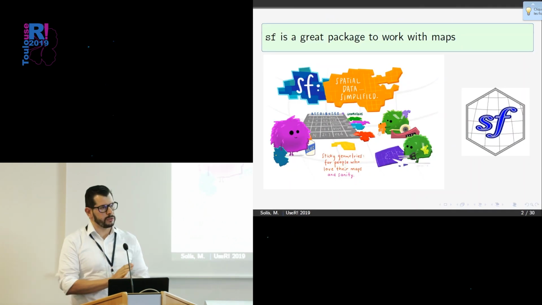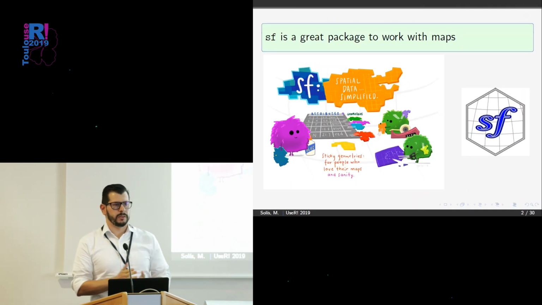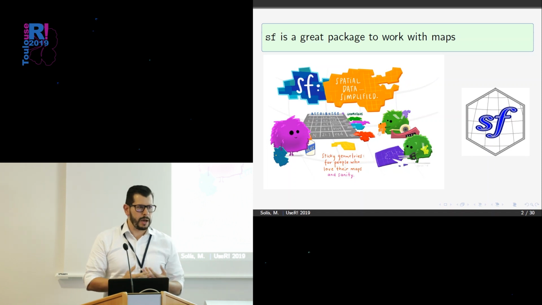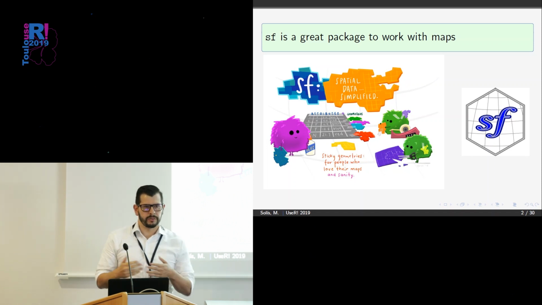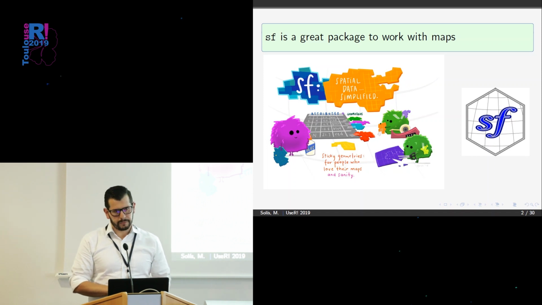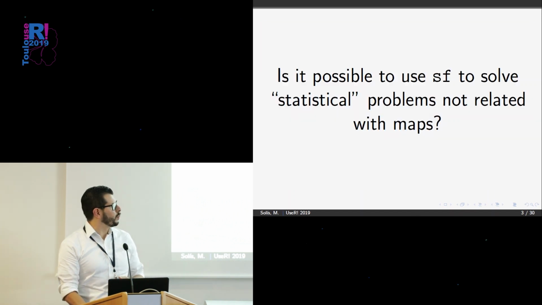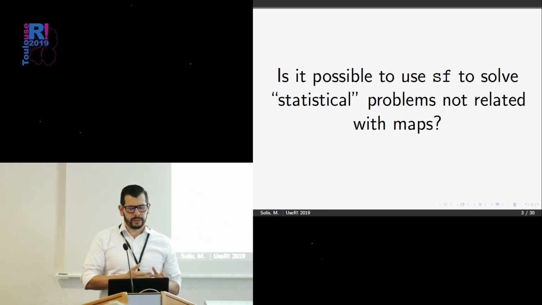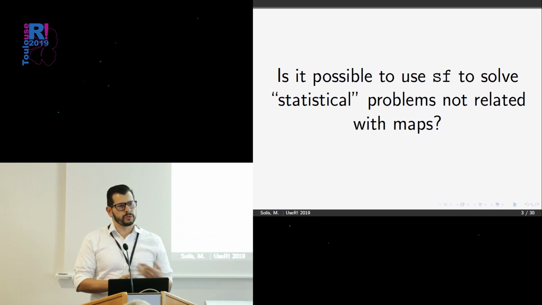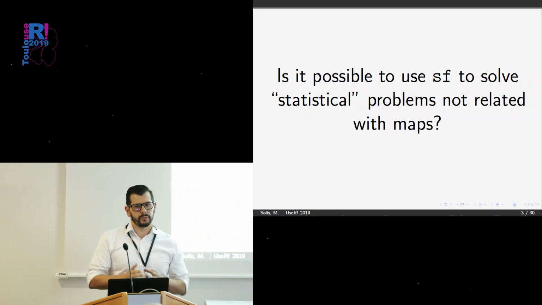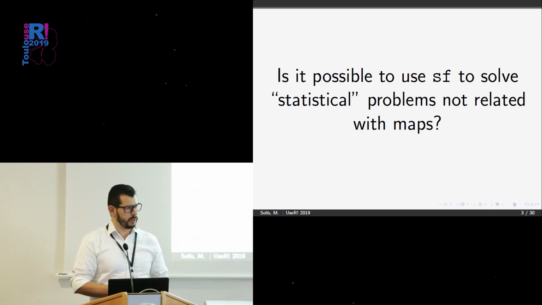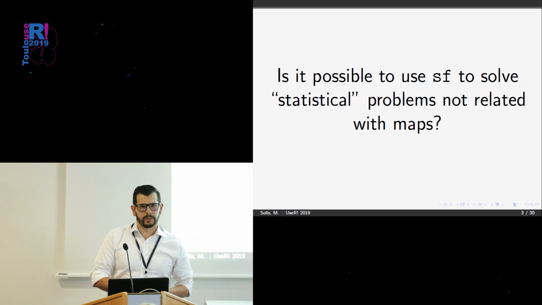I want to talk today about the package sf. sf is a package called Simple Features. It's for making maps and doing spatial data analysis, etc. Today I want to try to convince you that we can use the package sf to solve statistical problems not related with maps. And this is a project that we are working on in my university.